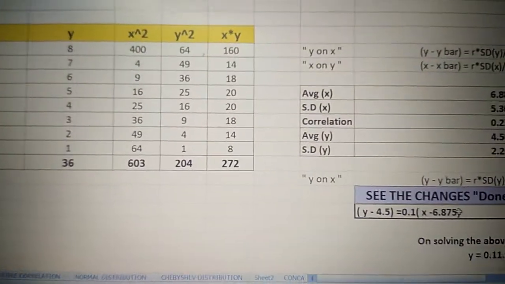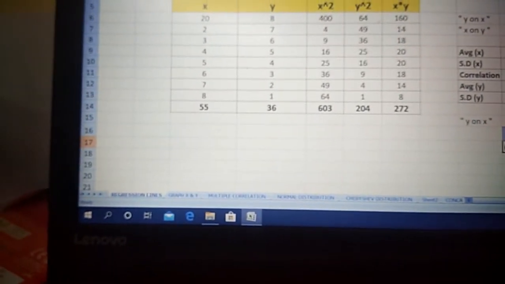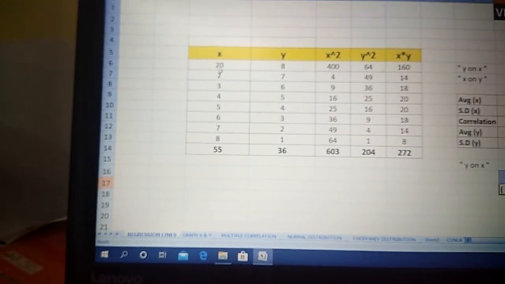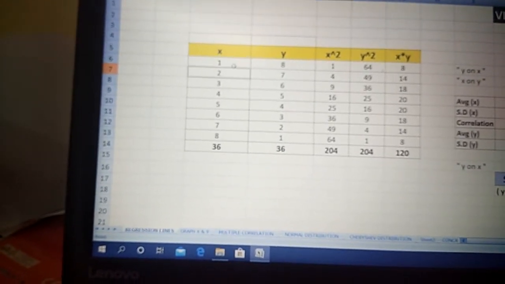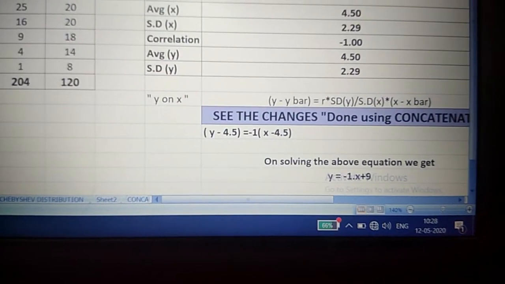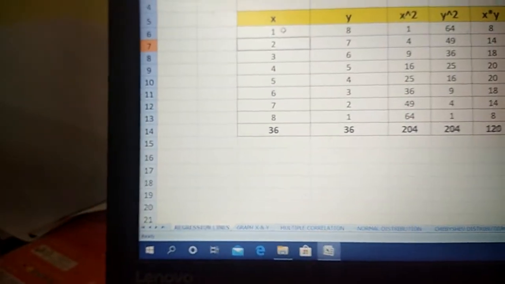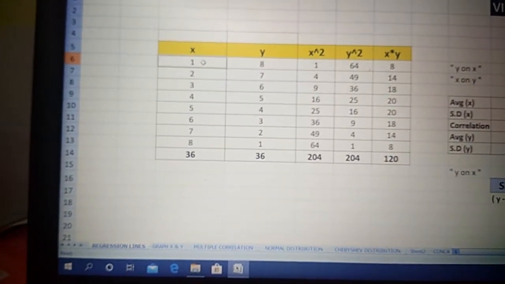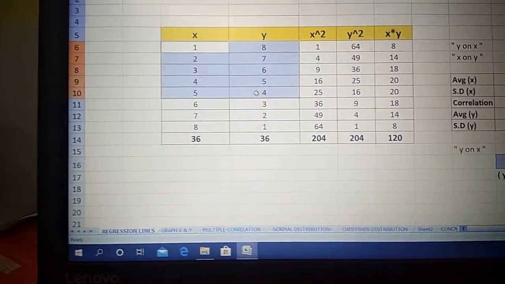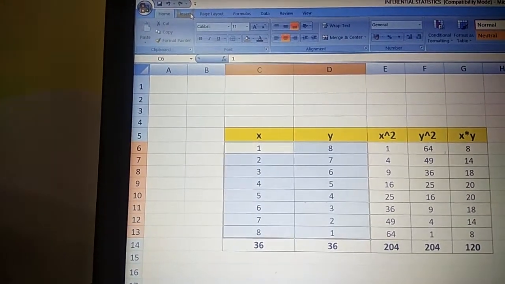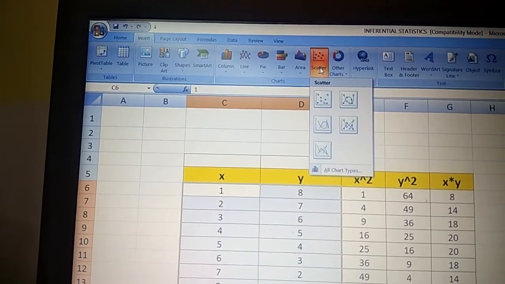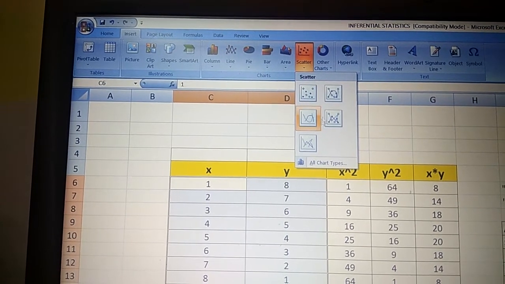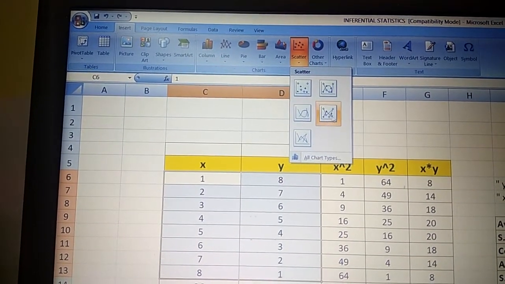Now I want to verify my results. How will that be done? Don't worry. Let me change it again. It was previously 1, and so the value has now changed to 4.5. I am selecting these two, X and Y. Now go to insert, go to scatter, see the scatter, go to this one or this one.